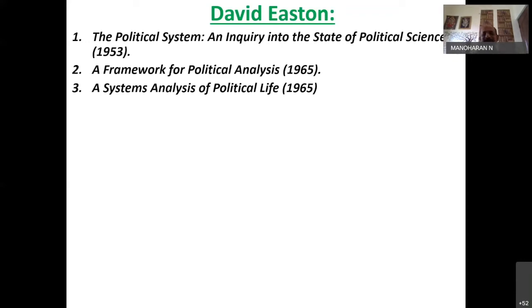So what happened? He sends it to the publisher. It was more than 1,000 pages. The publisher says, we cannot publish this. It's too big. So you do something about it. So what David Easton did was he divided that into two books. One book he named Framework, and the other he did on the analysis.